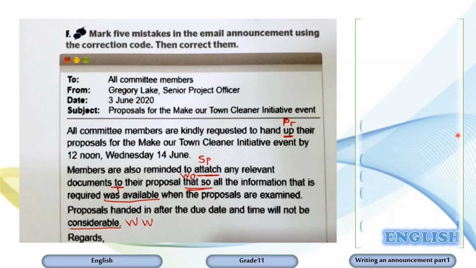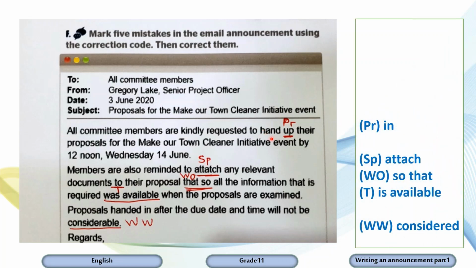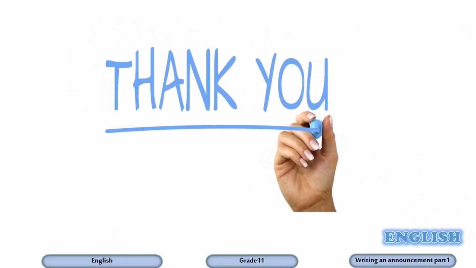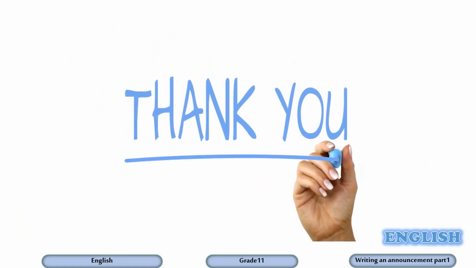Let's share. The preposition, to hand in. Spelling mistake, attached, there is just double T, there is no other T. That's so, we should say so that. Was available should be is available. And considerable is not the right word, we should say considered. So this is all for today. Thank you so much for your attention. I hope that you learned how to write an announcement with fewer mistakes.